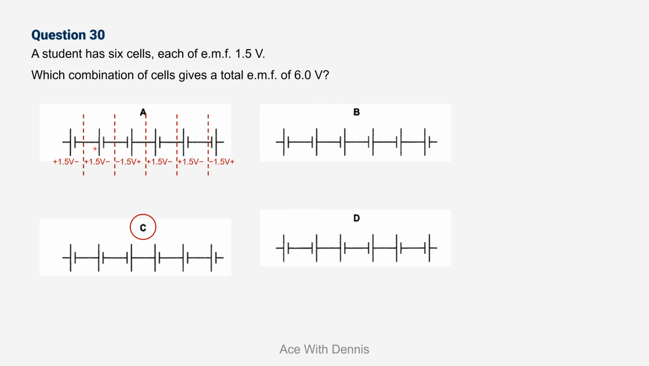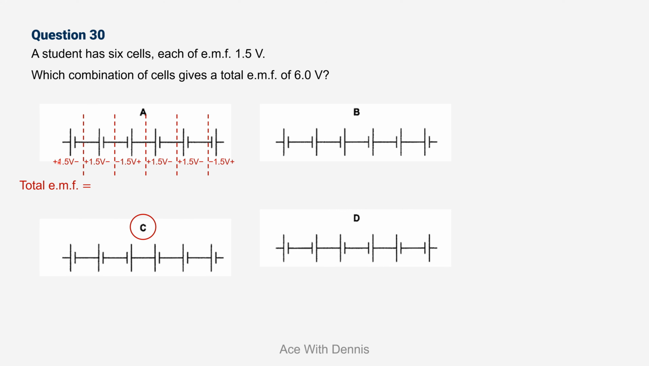So same as this, but this one is opposite because this line is shorter than this line. So that means this is the negative terminal, then this is the positive terminal. So it'll be minus 1.5 volt plus here. So this one again is plus 1.5 volt minus. This is also positive 1.5 volt minus, but this short line is negative 1.5 volt minus. Minus 1.5 volt plus.